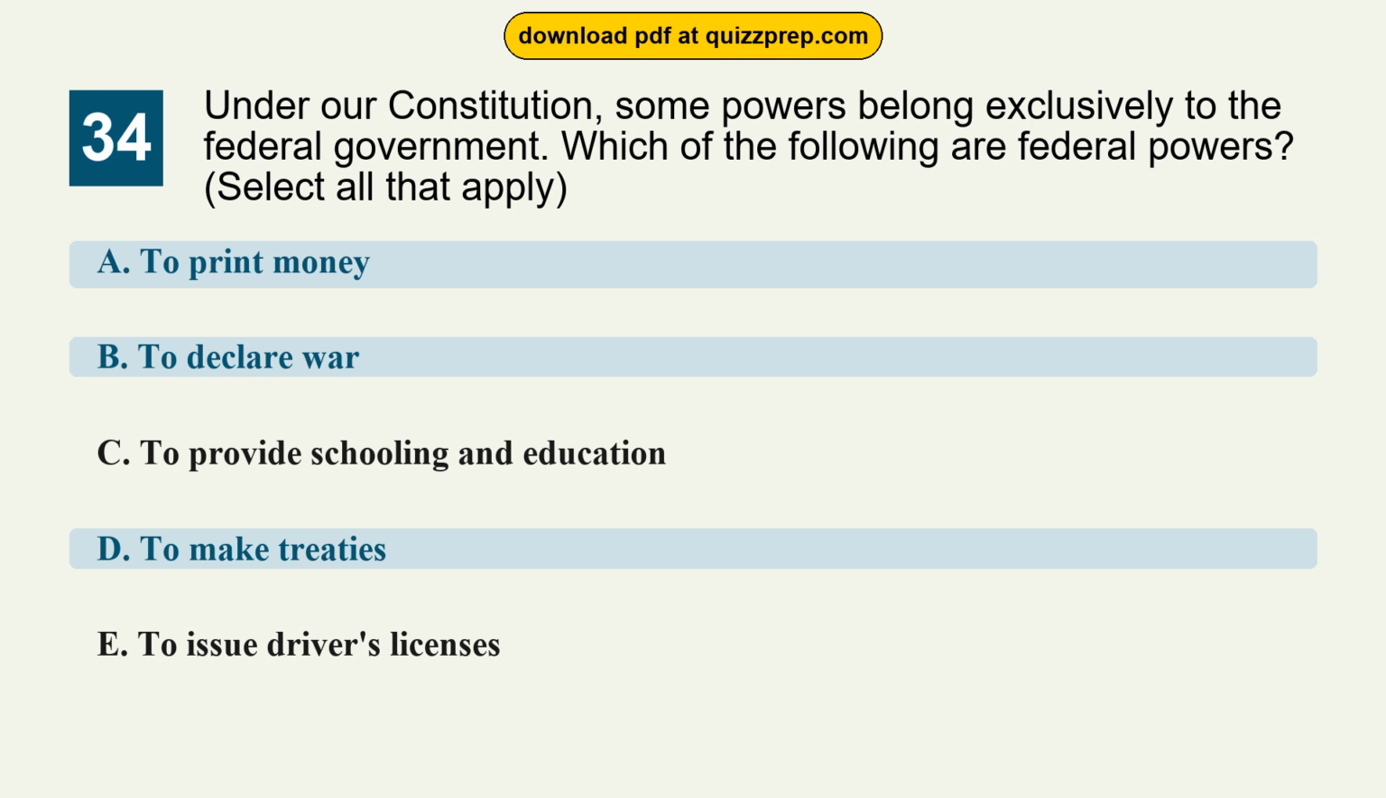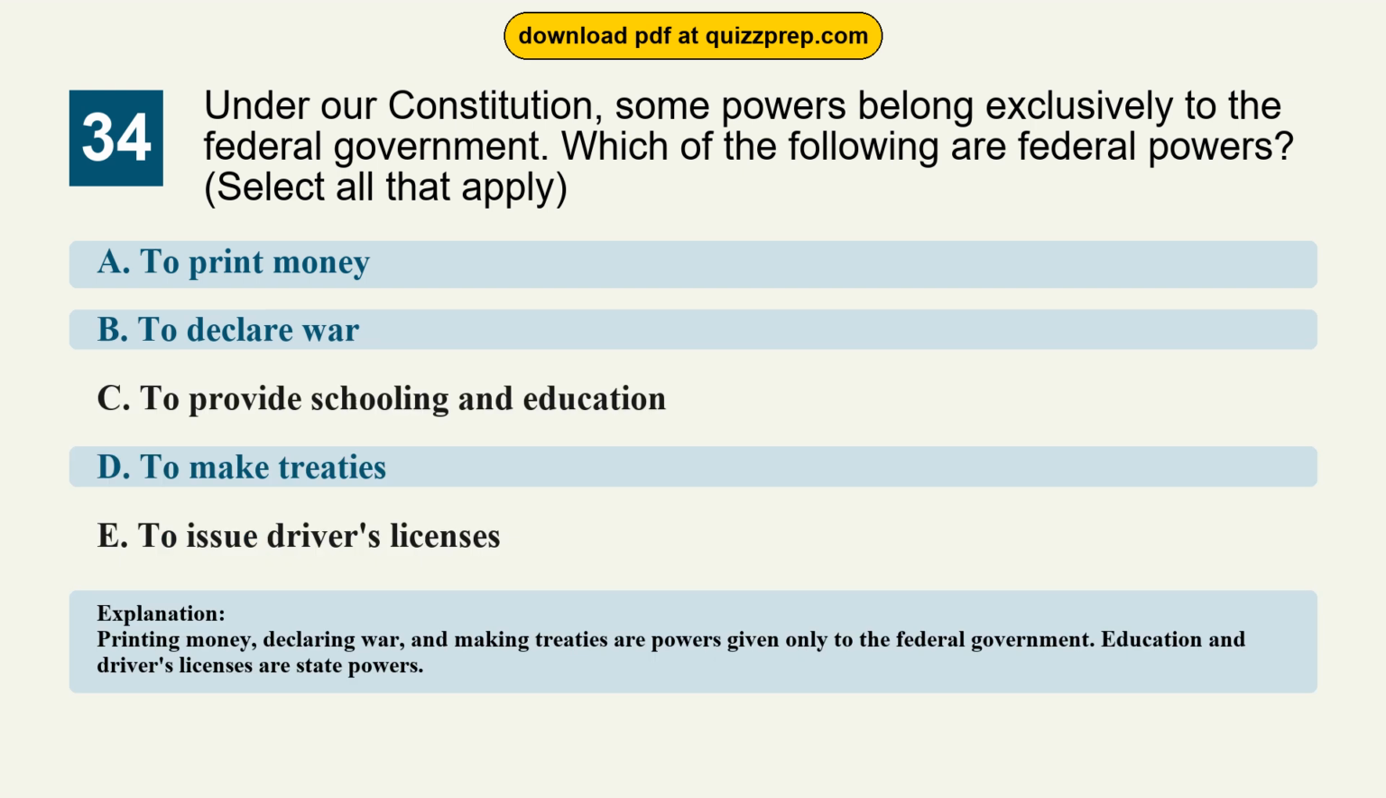To print money, to declare war, to make treaties. Printing money, declaring war, and making treaties are powers given only to the federal government. Education and driver's licenses are state powers.